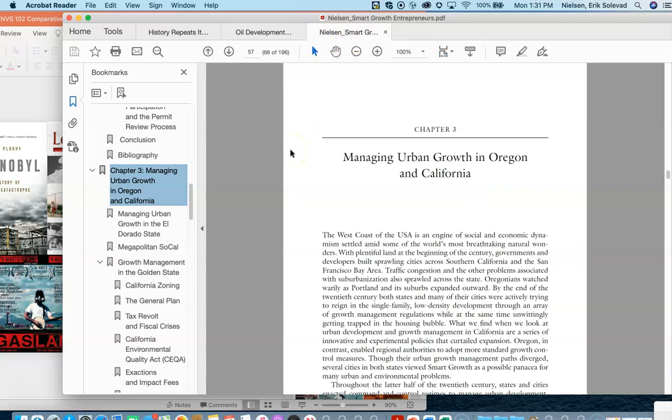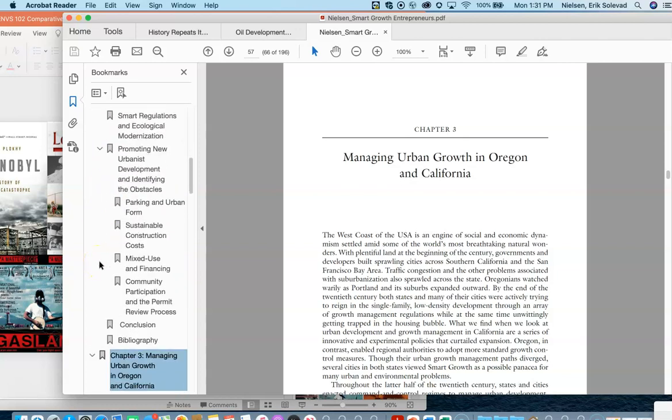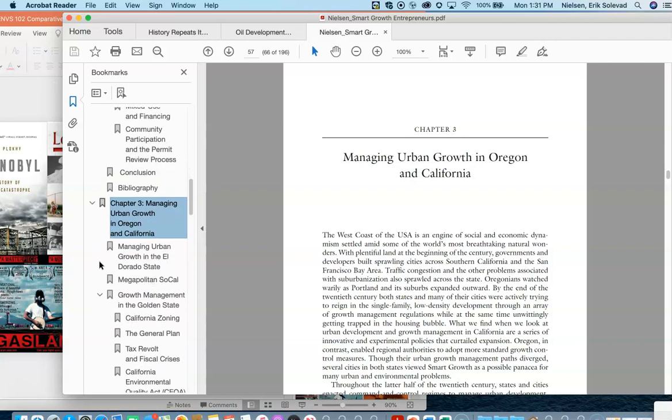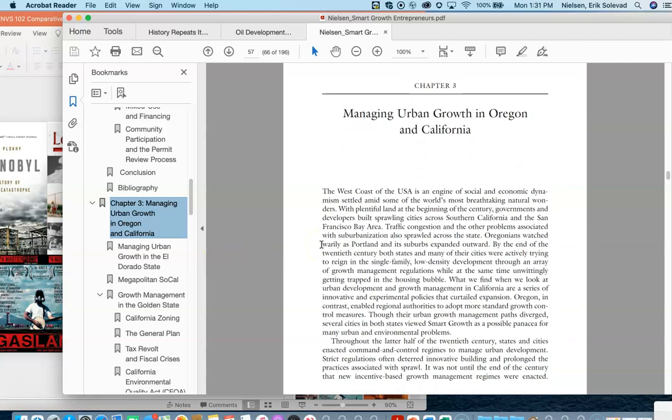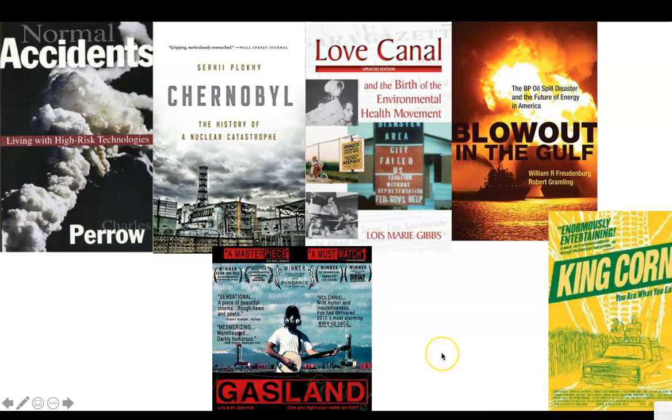And then, of course, the masterpiece. So this was the third chapter of my book, and I don't think I asked you to read the second chapter, where I talk about the history of sprawl and urban development in the United States and suburbanization. But here's where I compare urban growth in Oregon and California. And I should say, before jumping into that comparison, we'll get into the PowerPoint, more general things to say about comparisons.